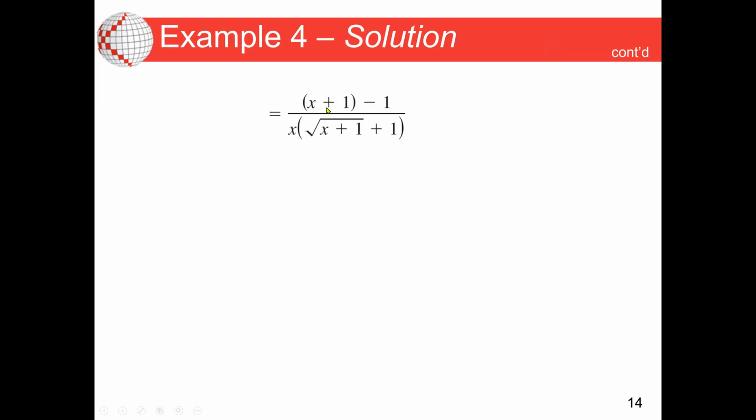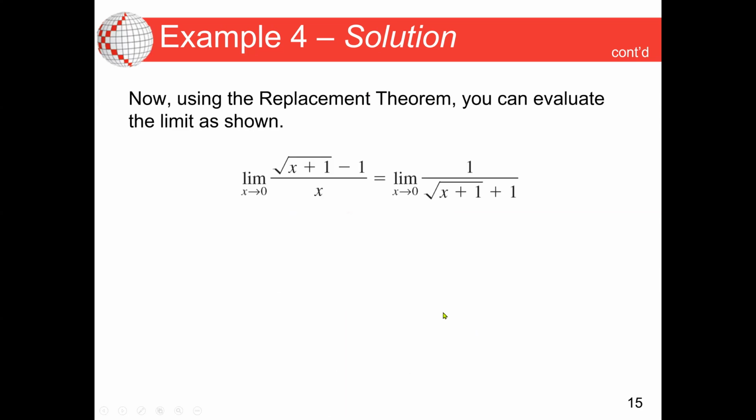So here we get x plus 1 minus 1, which will give us x, over x times the square root of (x plus 1) plus 1. The x will cancel. So later we get 1 over the square root of (x plus 1) plus 1, as long as x is not equal to 0. So from here, we can solve our equation now.